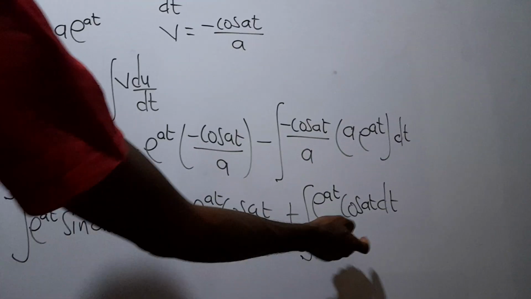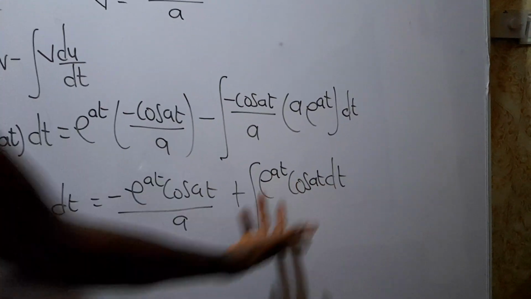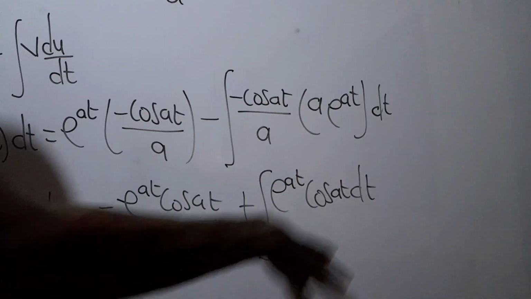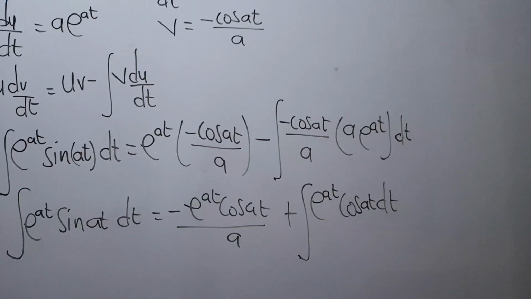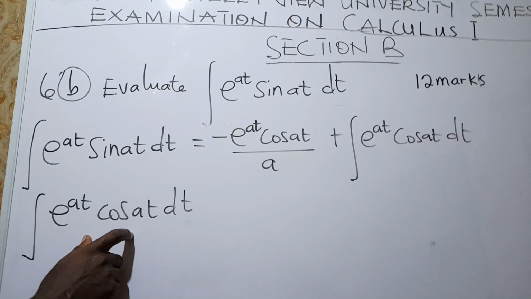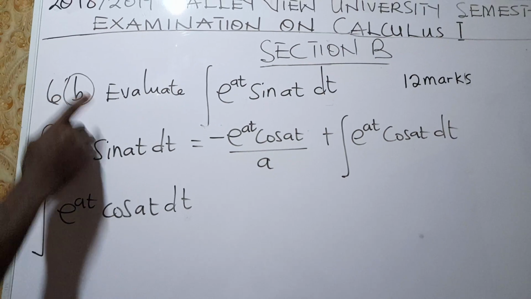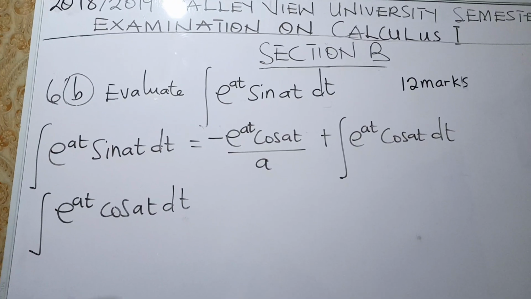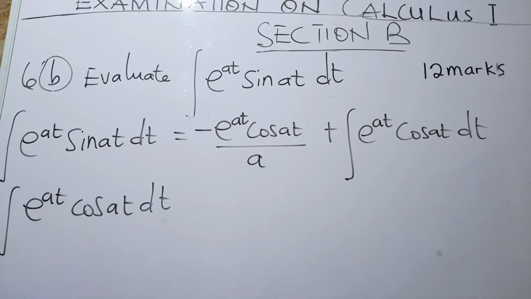Now what is this? Another integration by parts pops out again. So we need to solve this by parts. After that, we substitute. So another integration by parts came out. Please, this is question 6b. The first one was question 6a. So now we need to solve this by parts.